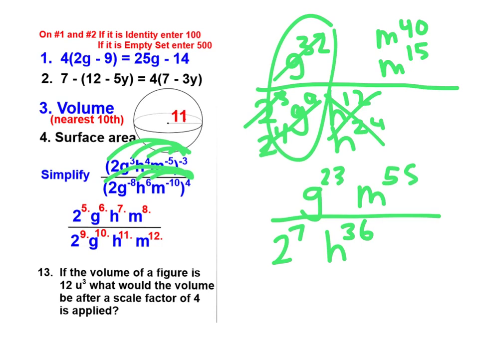So if I'm putting this in my answer, I have 2 to the 0 power because I have no 2's up top, so that'd be a 2 to the 0. I have a g to the 23rd. I have an m to the 55. I don't have any h's, so that's a 0 power again. I have 2 to the 7th power on the bottom. I have no g's, that's a 0 power. I have 36 h's, and I have 0 m's, and so that's all of those put together.